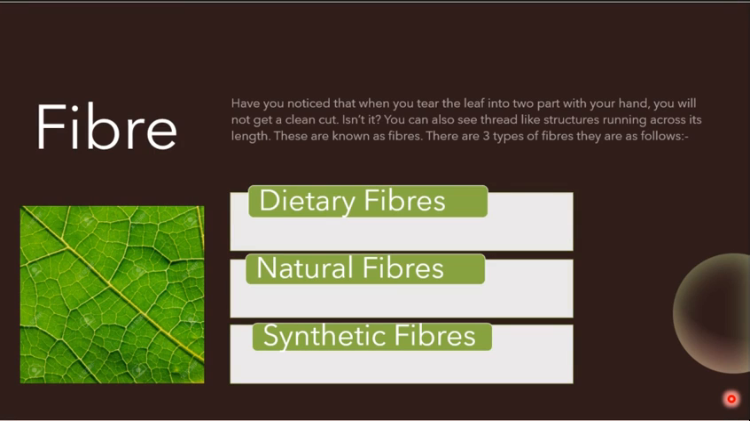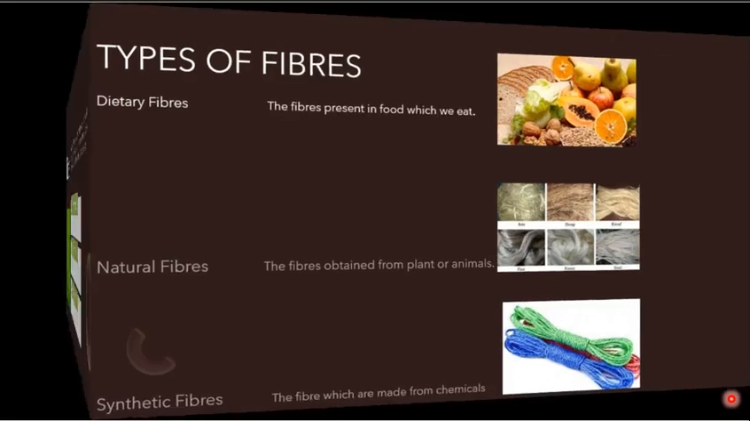Fibre. Have you noticed that when you tear a leaf into two parts with your hands, you will not get a clean cut, isn't it? You can also see thread-like structures running across its length. These are known as fibers. There are three types of fibers. They are as follows: dietary fiber, natural fiber, and synthetic fiber.